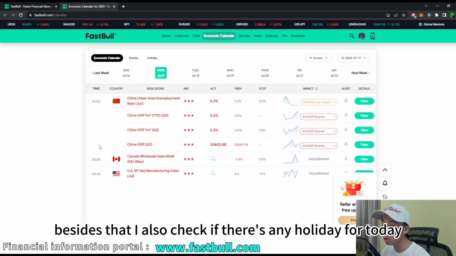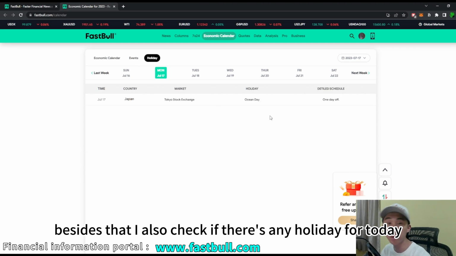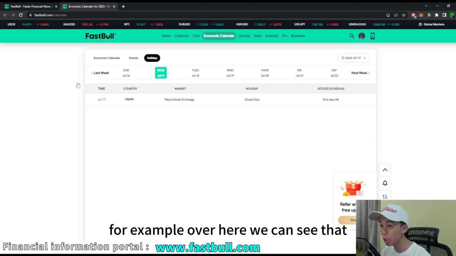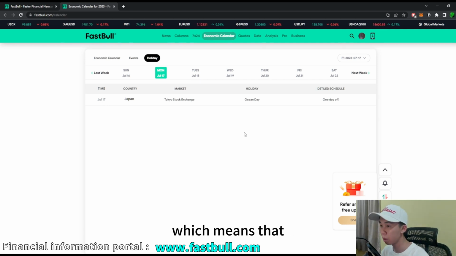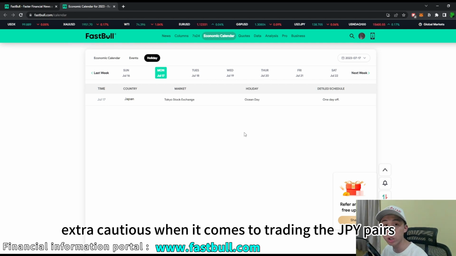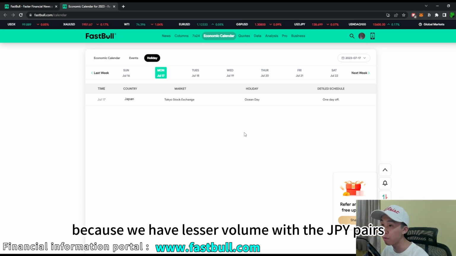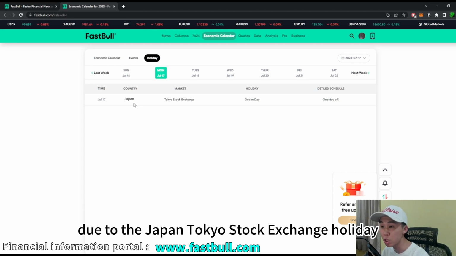Besides that, I also check if there's any holiday for today. For example, over here we can see that we have a Japan holiday today, which means that I will be extra cautious when it comes to trading the JPY pairs because we have lesser volume with the JPY pairs due to the Japan Tokyo Stock Exchange holiday.